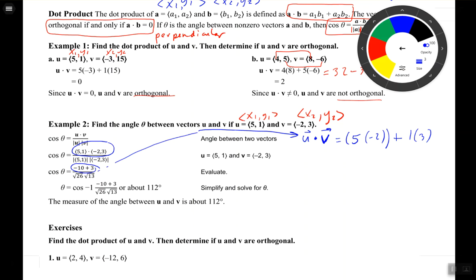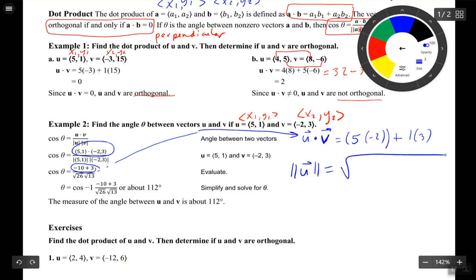Now we have to find the magnitude. So for the magnitude of u, how do I find magnitude? You remember from yesterday? Square root, because is it distance? Is it just Pythagorean theorem? What's the delta x for u? 5, and I'm going to square it. And then what's the delta y? 1, and I'm going to square it. What's 5 squared? 25. Plus 1, this equals square root of 26.